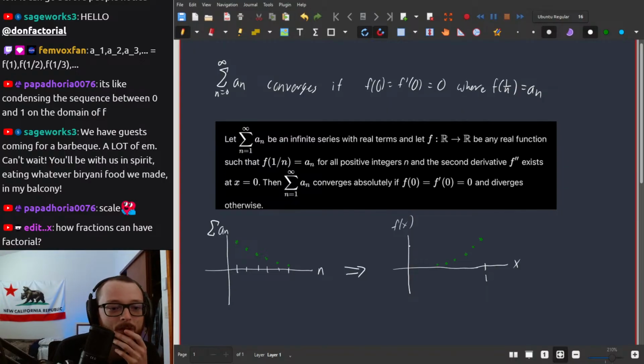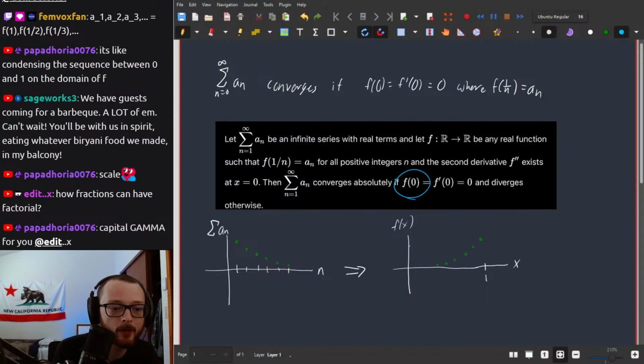So yeah, this is a clever way of talking about the tail end of a series. And I think the exact same thing works for a sequence too. Like, there's nothing particularly special about being a series. But yeah, so f of 0 corresponds with the tail end of the series. And so if the tail end of the series flattens out, which is what this is saying, you have a convergent series.